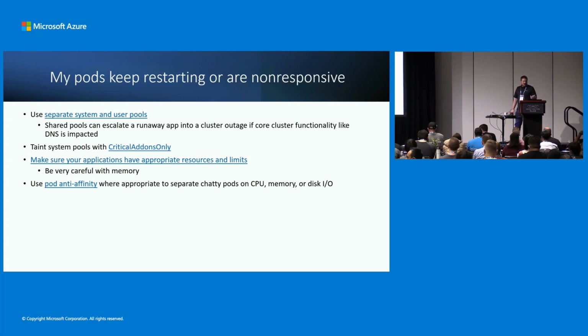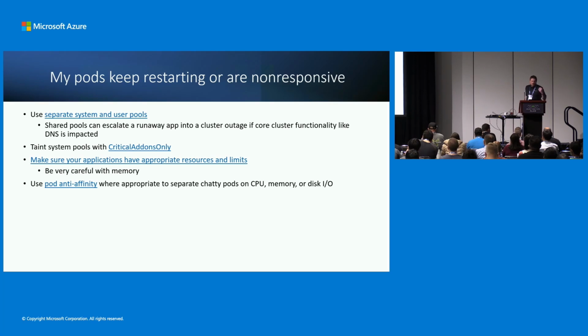So to address that, separate your system pools and user pools. You don't necessarily need to have more than one of each unless you have a business need or an application need for it, but at least have a separate system pool and a separate user pool, and taint the system pool so that user pods do not end up on there. Keep that dedicated for your system workloads and things will run much smoother.